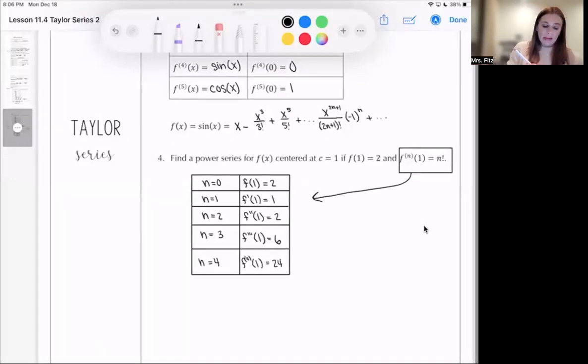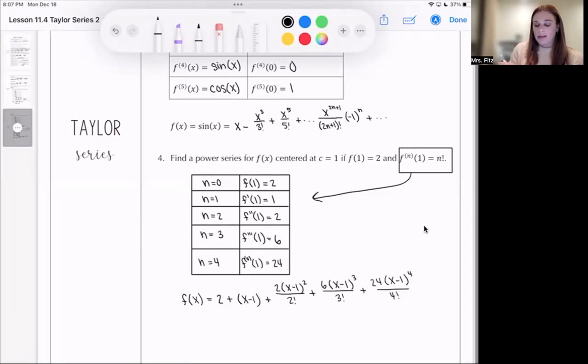Okay, so now we're just finding the power series. So f of x equals, we always start with f of c, which in this case is f of 1, which is 2, plus f prime of 1, which is just 1, times x minus 1 over 1 factorial, plus the next, f double prime of 1 is 2, times x minus 1 squared over 2 factorial, plus we now have 6 for f triple prime times x minus 1 cubed over 3 factorial, plus 24 times x minus 1 to the 4th over 4 factorial, plus dot, dot, dot.